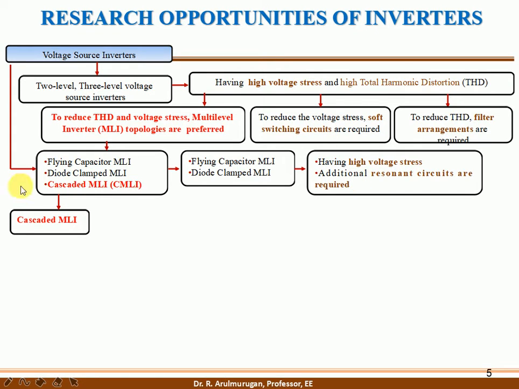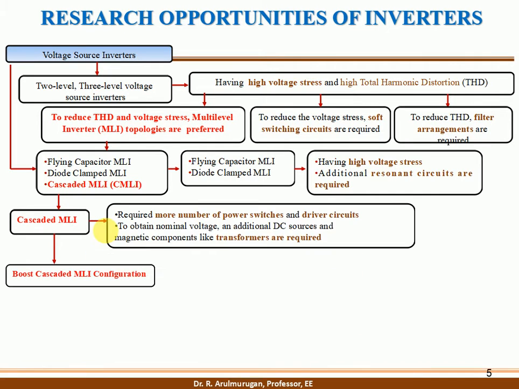Then the cascade multi-level inverter. Cascade is nothing but a series connection. What is an inverter? DC to AC, and a single phase inverter is there. You can connect three single phase inverters in series. That is called a cascade. We will see the circuit diagram in the forthcoming slides.